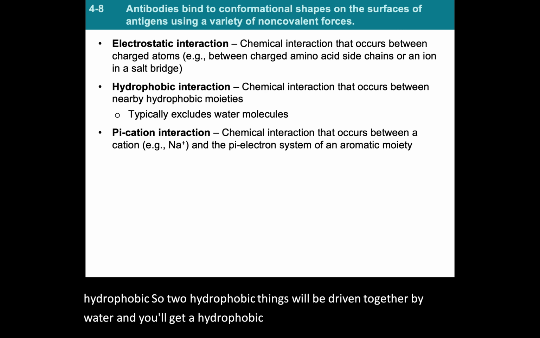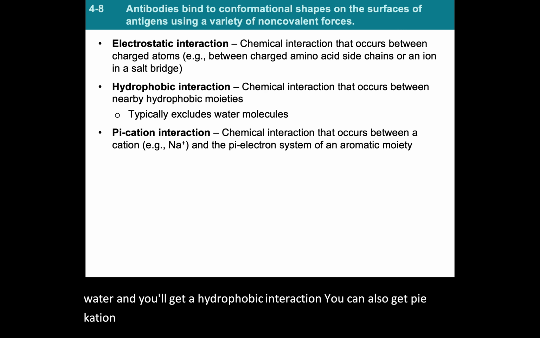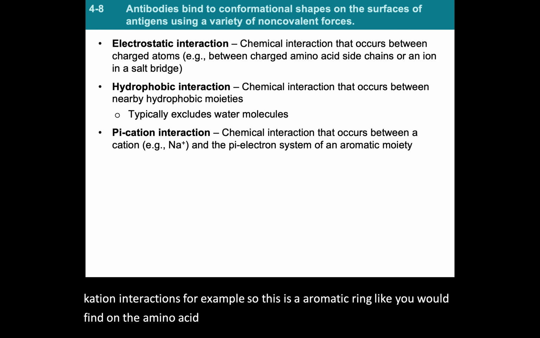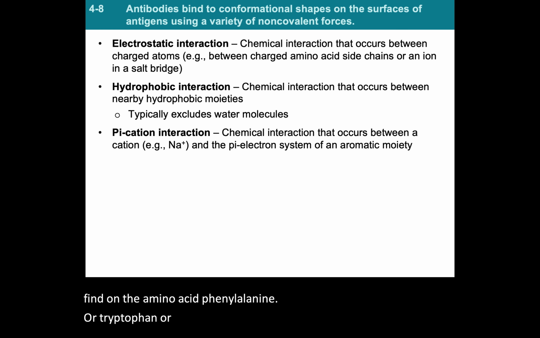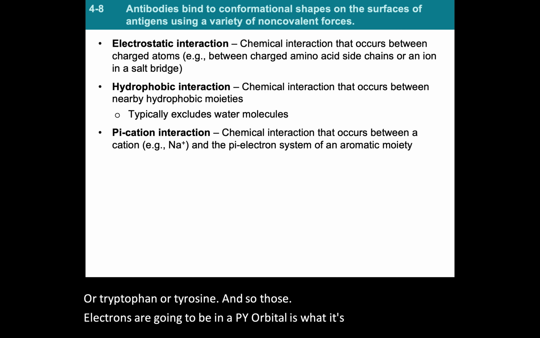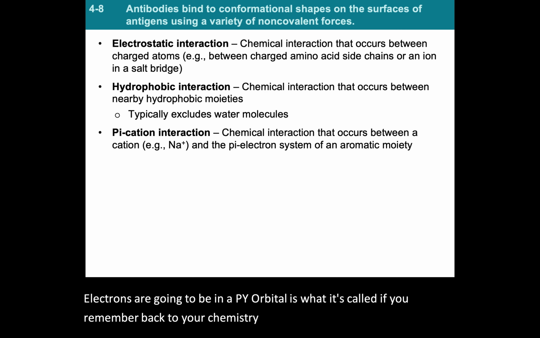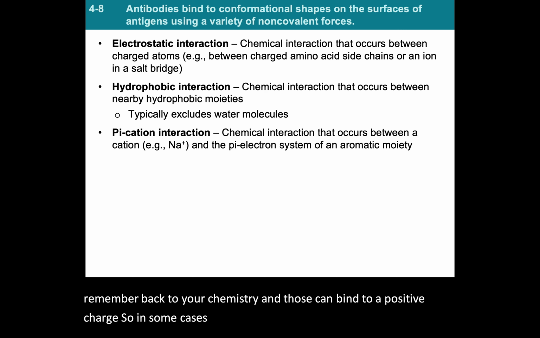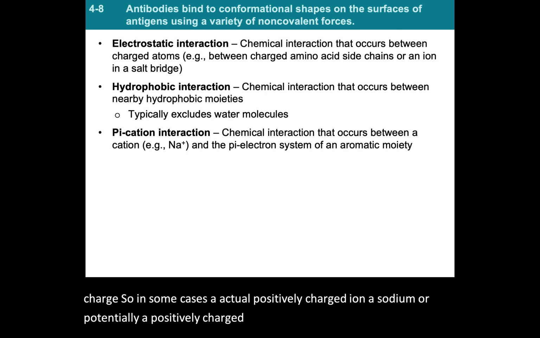You can also get pi-cation interactions, for example. And so this is an aromatic ring, like you would find on the amino acid phenylalanine or tryptophan or tyrosine. And so those electrons are going to be in a pi orbital, is what it's called if you remember back to your chemistry. And those can bind to a positive charge. So in some cases, like an actual positively charged ion, like a sodium, or potentially a positively charged part of a protein with an actual positive charge.